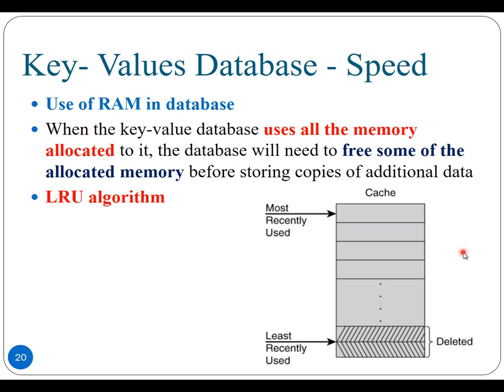I said that the client connects to the server and the server does the operation in the RAM memory and then stores it on the disk later. And because the RAM is faster than the disk, we will have faster operations.